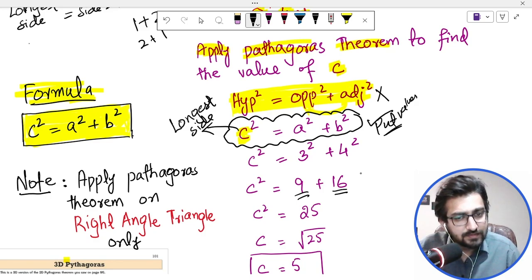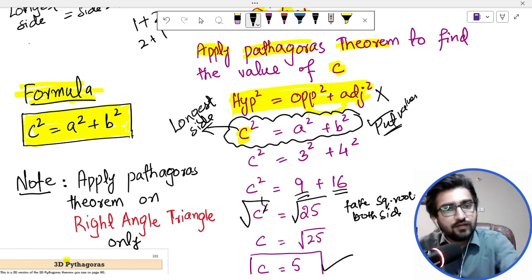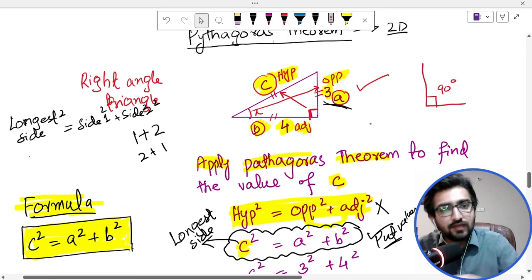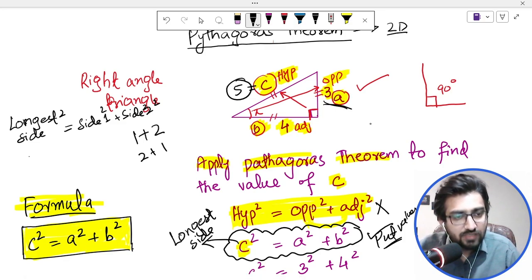Now I want to find out c, not c square. So for that, take square root both sides. So take square root here, take square root here. This square and square root will cancel out and it will be c, and square root 25 is 5. So c is equal to 5. So we got that side which is 5. So actually you have calculated one side of the triangle by using Pythagoras theorem.